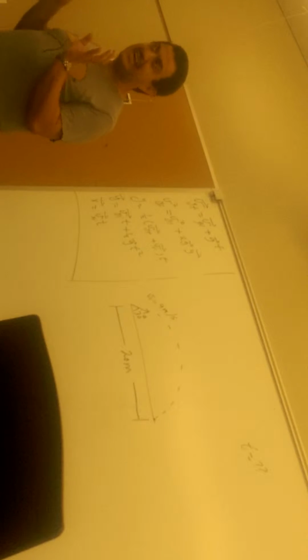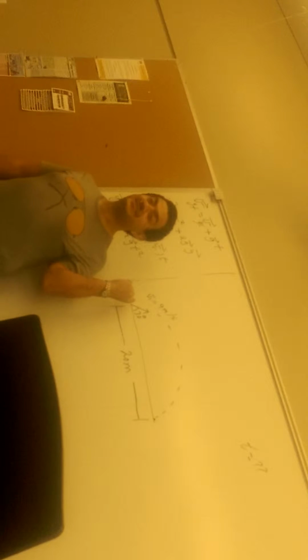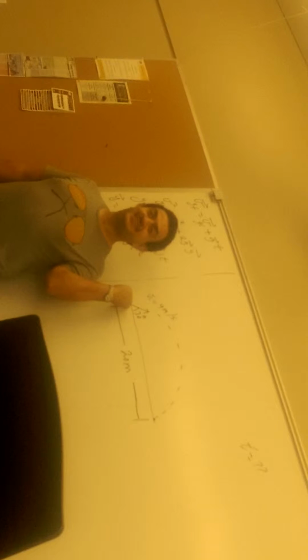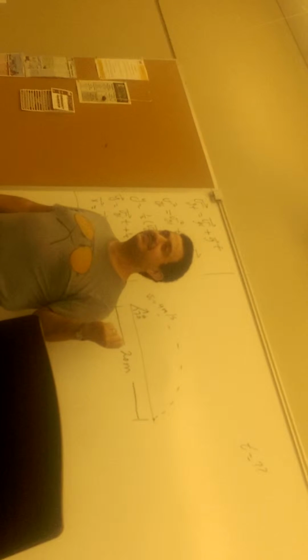Did you hear what she said? 0. Why is it 0? Is y 0? It started from the ground and then went back to the ground. 0 displacement. Displacement is the distance from where you started to where you ended. Where did you start? On the ground. Where did you end? On the ground. What's your y displacement? 0.